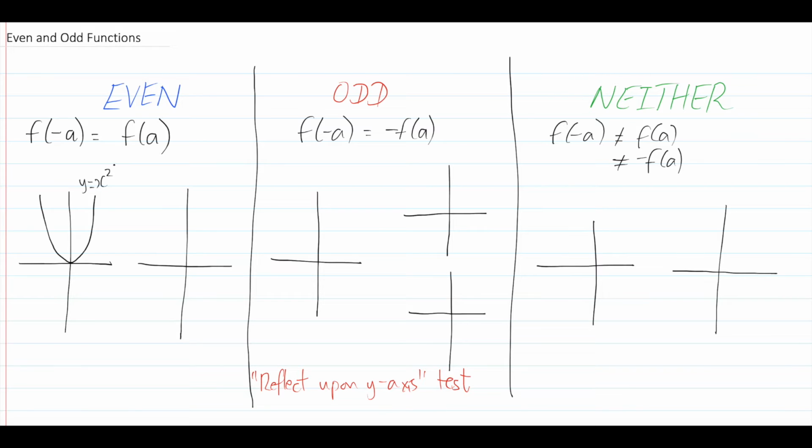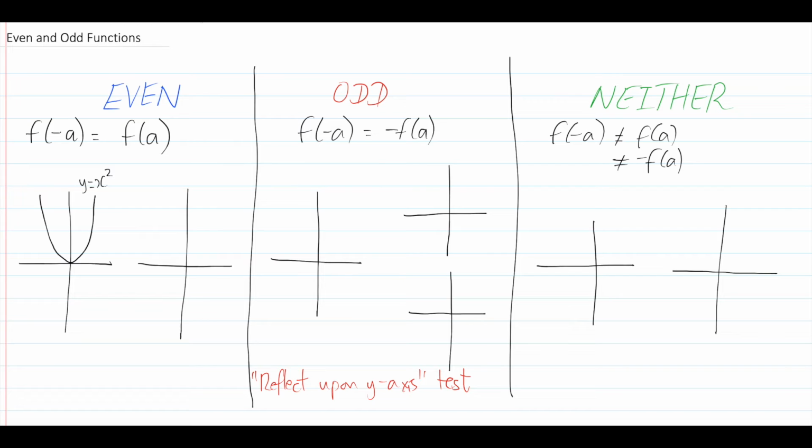Now you might see this power here is 2, and you're like, oh, a power of 2, that's an even number, so surely it has to be an even function. Well, you are right, but that is not the right mentality or the type of strategy that you want to be using when determining whether something is an even, odd, or neither function. I'll show you later on why a degree power of 2 or 4 doesn't necessarily mean it's an even function, okay? So let's do the reflect upon your y-axis test.